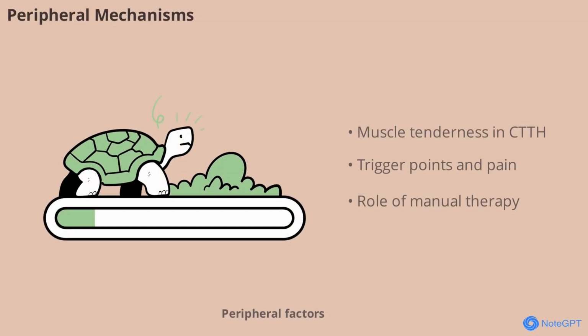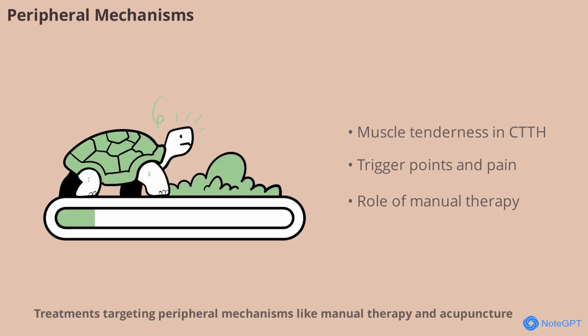Peripheral factors, such as pericranial muscle tenderness and myofascial trigger points, play a significant role in TTH pathophysiology. Muscle tenderness is more common in chronic TTH and is associated with increased headache frequency and severity. However, the relationship is not straightforward, as some patients with significant tenderness have mild headaches and vice versa. Myofascial pain can be induced experimentally, supporting the role of peripheral sensitization. Treatments targeting peripheral mechanisms like manual therapy and acupuncture have shown benefits, though the exact causal pathways remain under investigation.